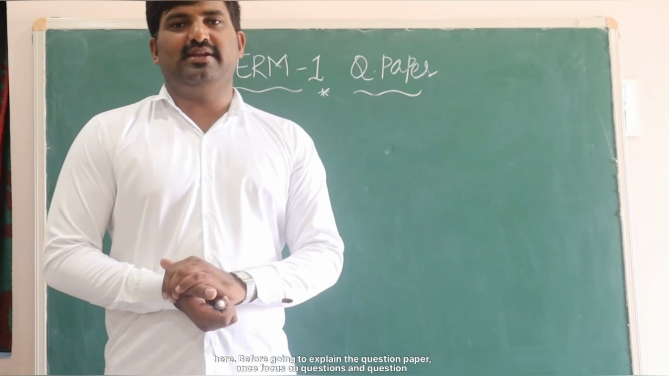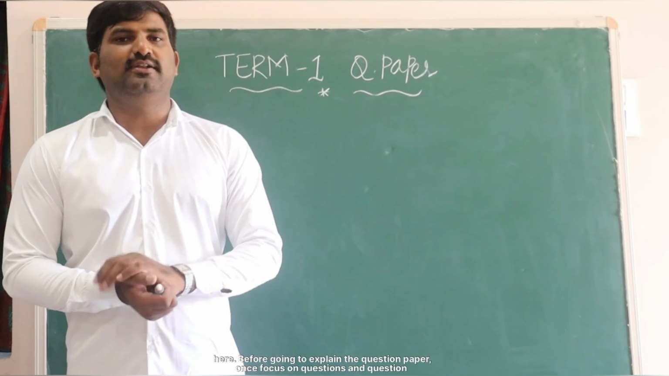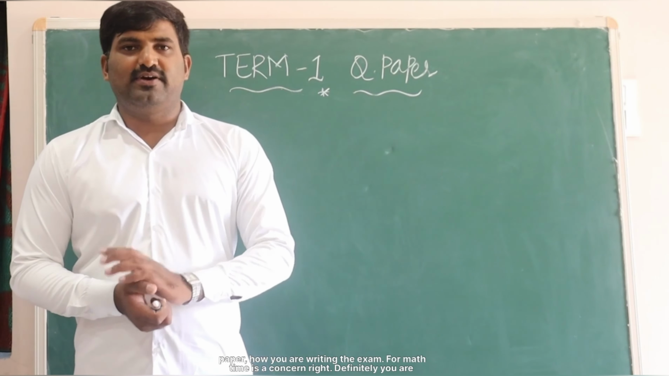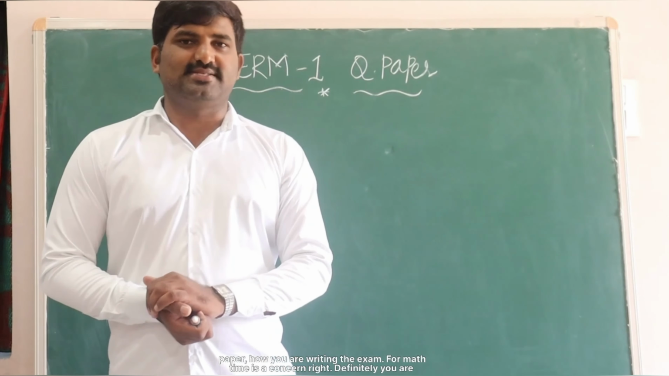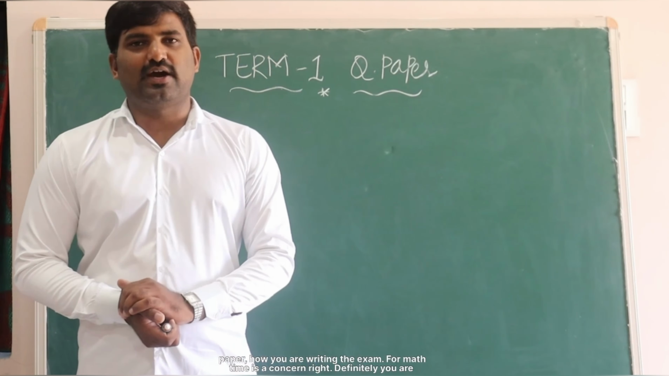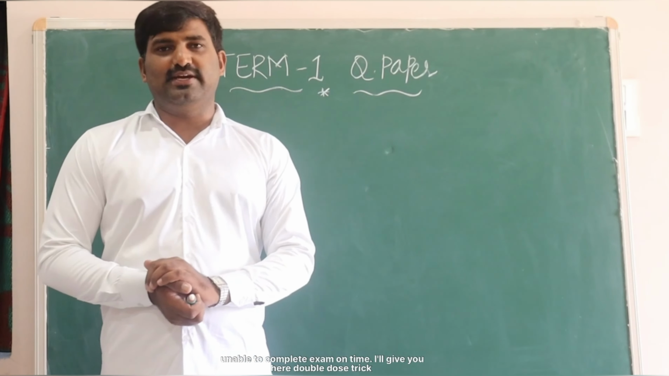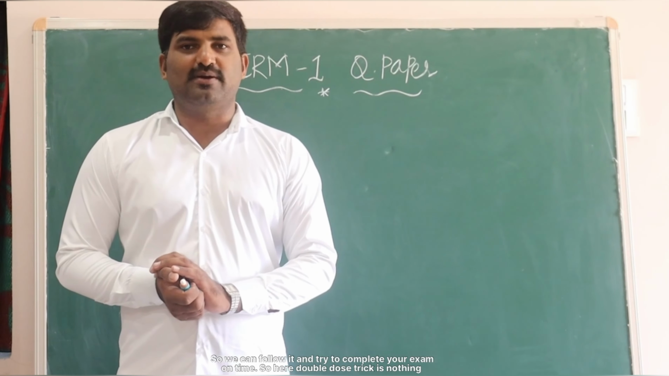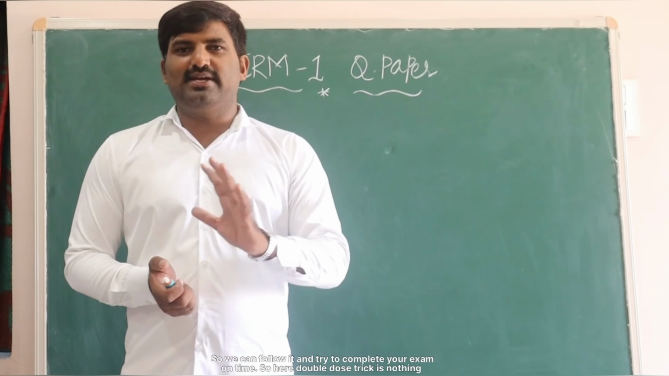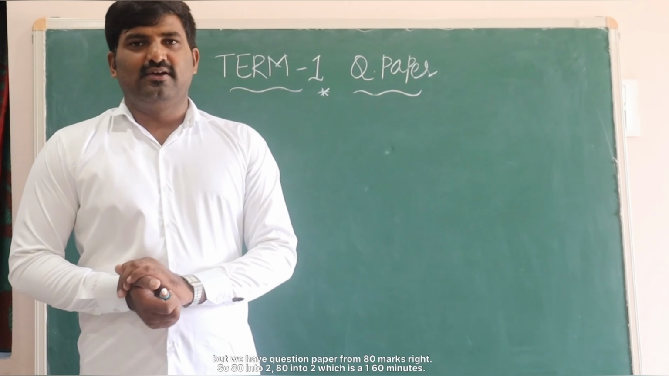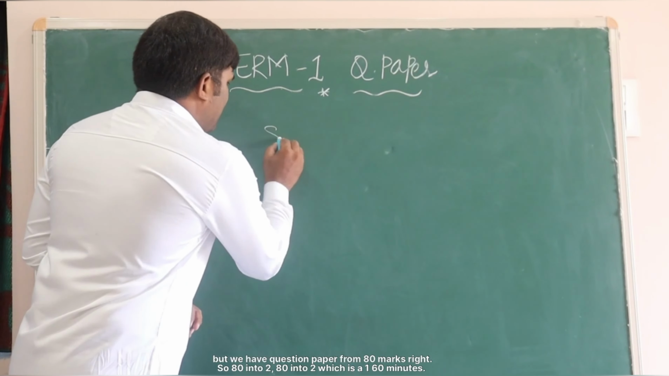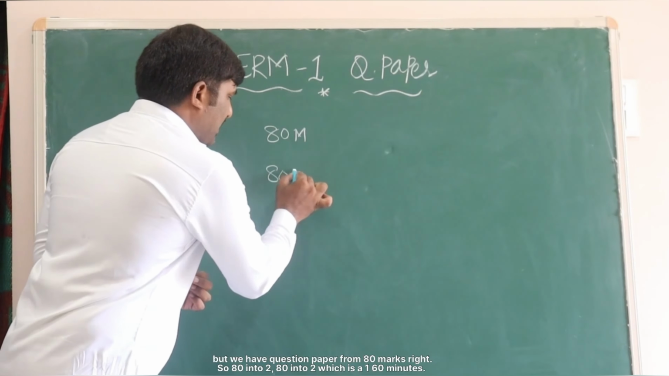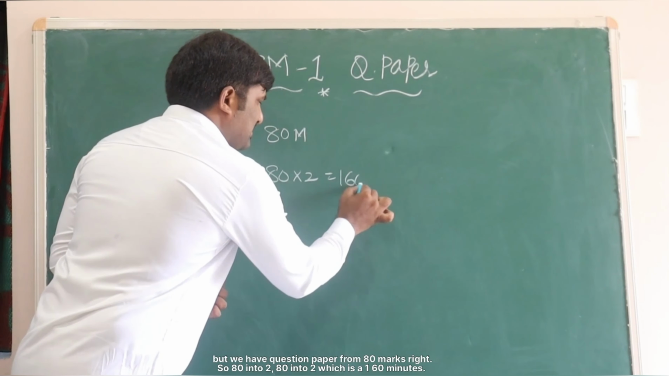Before explaining the question paper, first focus on how you are writing the exam. For math, time is a concern, right? Definitely you are unable to complete the exam on time. I will give you a double dose trick, so you can follow it and try to complete your exam on time. The double dose trick is this: you have a question paper for 80 marks, so 80 into 2, which is 160 minutes.